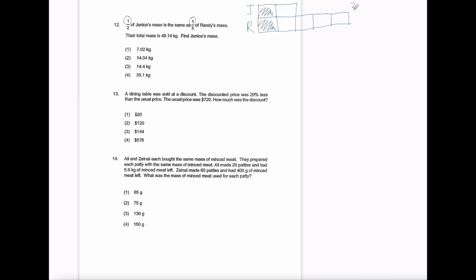Alright, so their total mass is 49.14 kg. Find Jenny's mass. How many units are there here in total? 2 plus 5, so you get 7. So the first step you need to do is to divide by 7. Then after that multiply by 2. Let's do the working here this time.